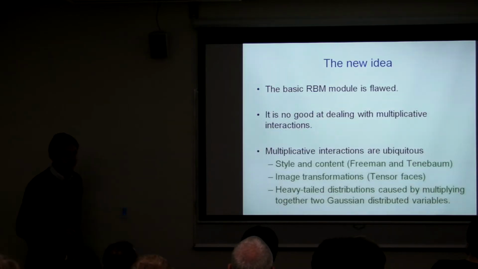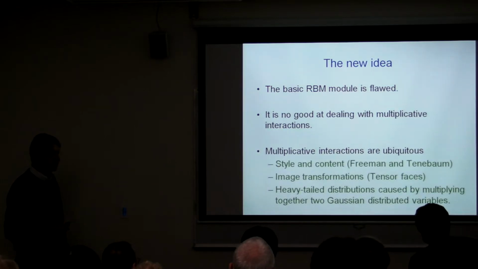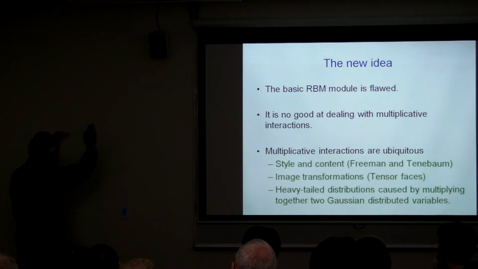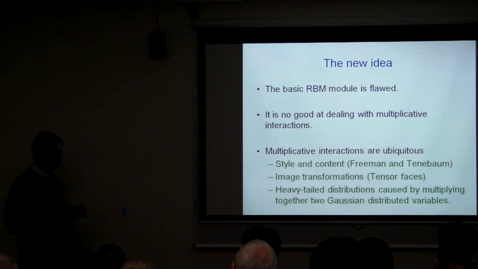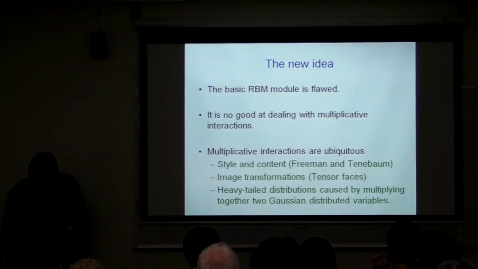Okay, on to the new stuff. We want a more powerful module, and the basic module that we're training can't do multiplies. It can sort of fake them because it can fake anything with enough layers, but it's not very happy doing multiplies, and multiplies occur all over the place. In particular, whenever you see a heavy-tailed distribution, an easy way to get that is take two Gaussian distributions and multiply them together pointwise, then you'll get a heavy-tailed distribution. And so they're a sort of signature that there's multiplies around. And it's been used in a lot of places in machine learning and computer vision.